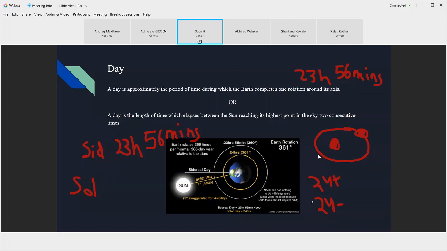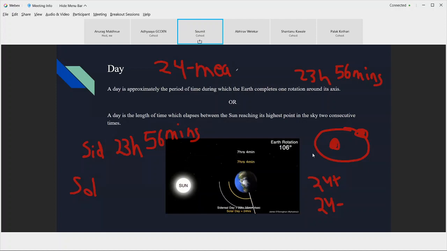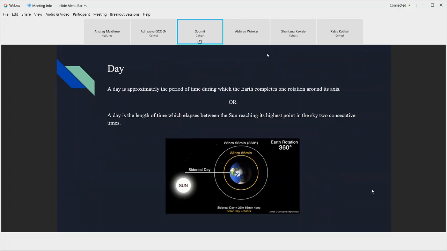But it is actually not exactly 24 hours. Sometimes it's more, sometimes less. So 24 hours is what we call a mean solar day. That is the average of all the differences. I mean, the average of the length of the day in a year is 24 hours. I'll tell you more about it in the next slide. So the 24 hours that we have is called the mean solar day.